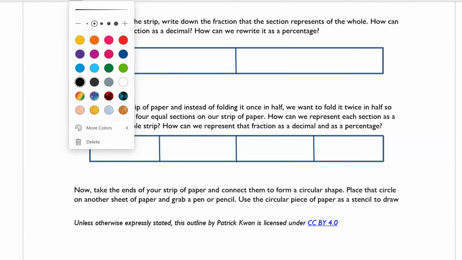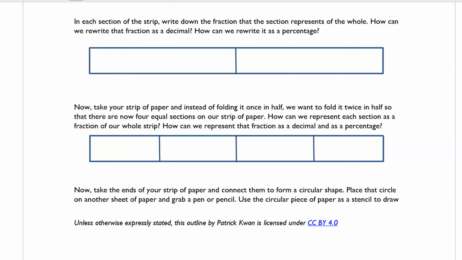So hopefully your strip of paper looks something like what we have here, and in each section we want to write the fraction that this represents. Since we folded it in half, we know that this portion represents half of the piece of paper, and this portion also represents half. And the way that we can write that as a decimal, if you're doing this by hand, is we are calculating how many times does 2 go into 1.